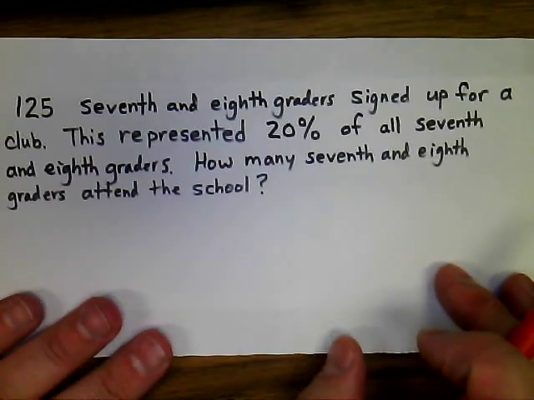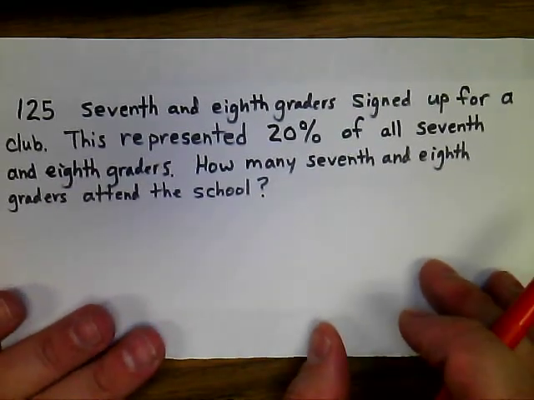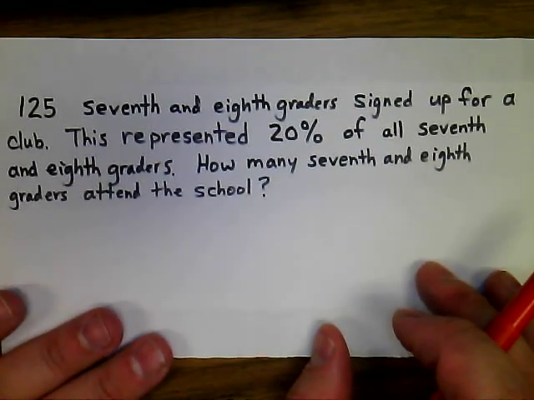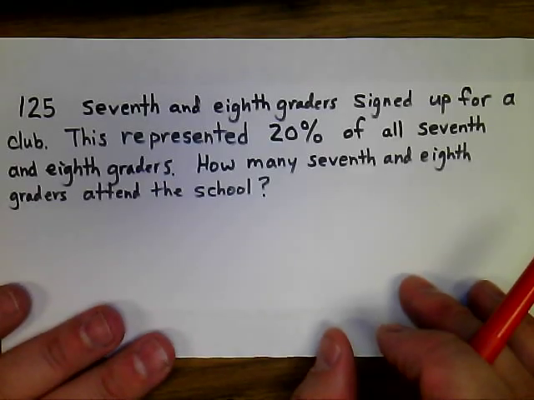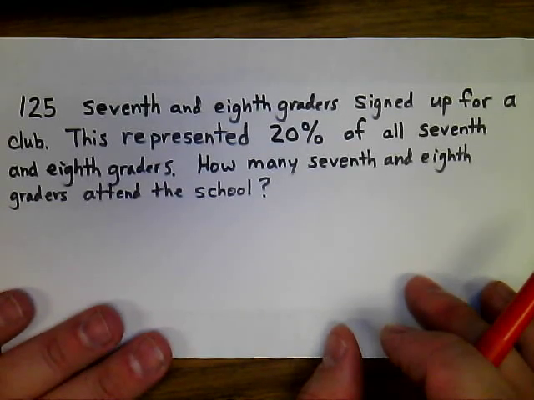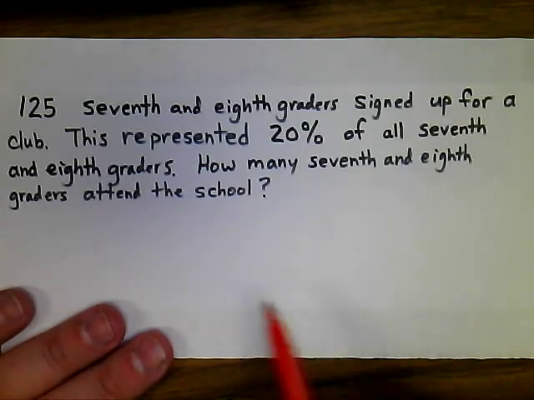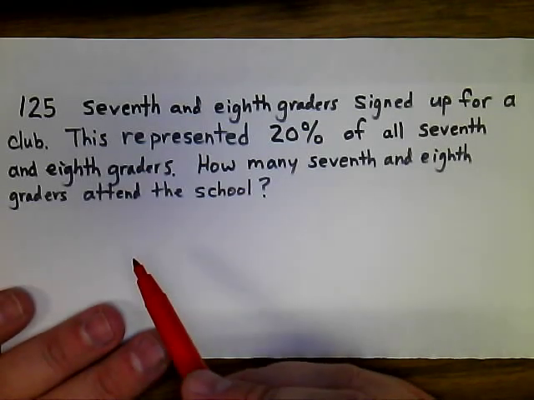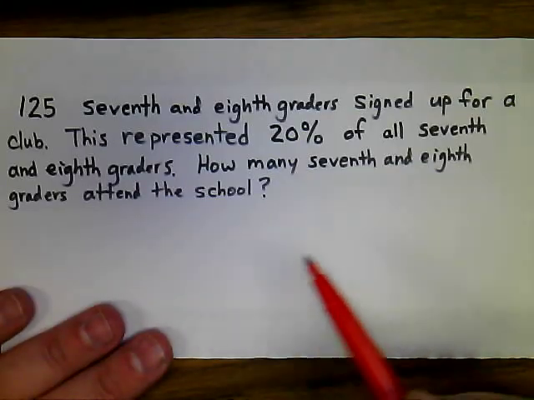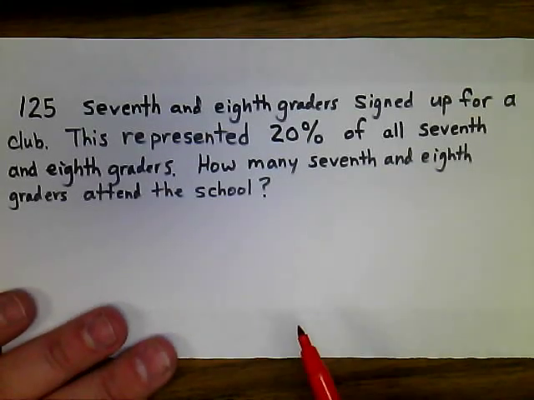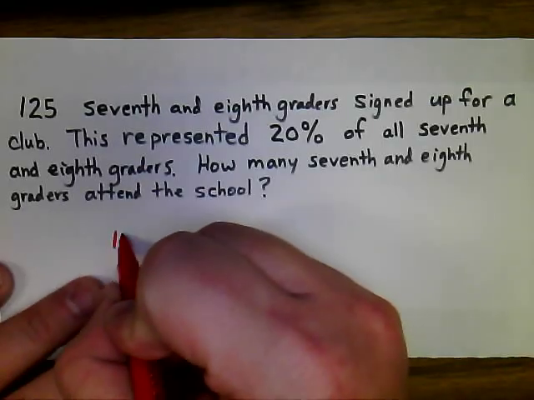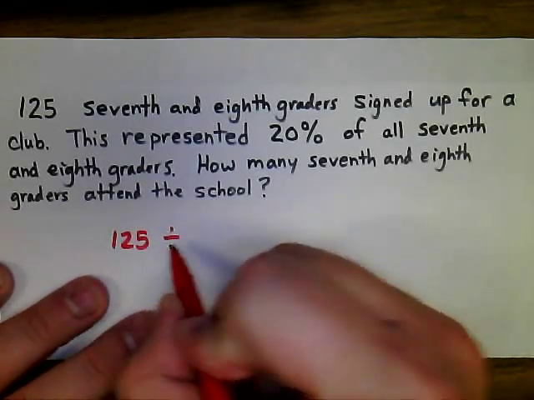Another scenario, another word problem here. 125 7th and 8th graders signed up for our club. This represented 20% of all 7th and 8th graders. How many 7th and 8th graders attend this school? So that wants to tell us, basically, we know 125 is 20% of how many? So we want to basically find the part, which is 125, and divide it by 20%.